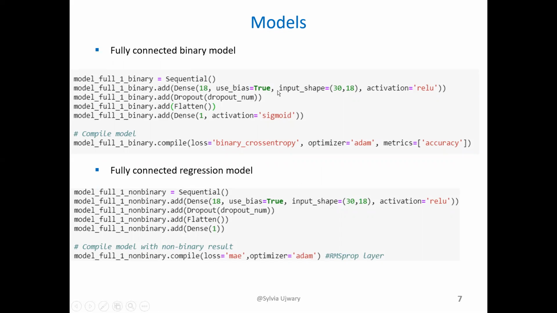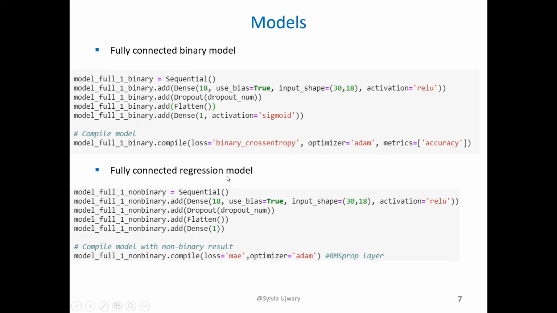So this is how I set up my models in code for the fully connected binary model. I have first a dense layer with 18 units. My input shape is 30 by 18 because there's 30 time points in each experiment, and then there's 18 variables that we're measuring. And a ReLU activation is used. I then do a dropout of 0.2, and finally I flatten it so it will go into this final single dense layer with a sigmoid activation to get that binary prediction. And finally, I compile with a binary cross entropy loss and an Adam optimizer.